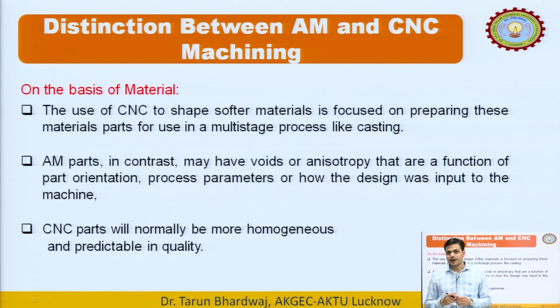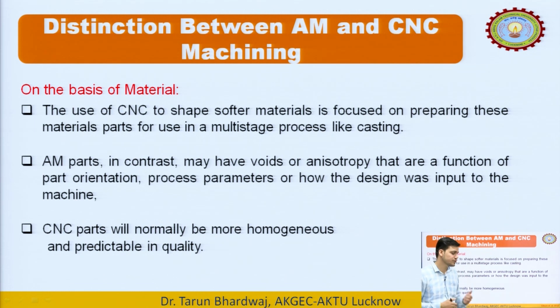But in AM, parts in general may have very wide anisotropy. That is basically because of the development of your product, and that is due to the process parameters that additive manufacturing has, because this anisotropy is basically due to the thermal gradient that is there when you are creating the object.